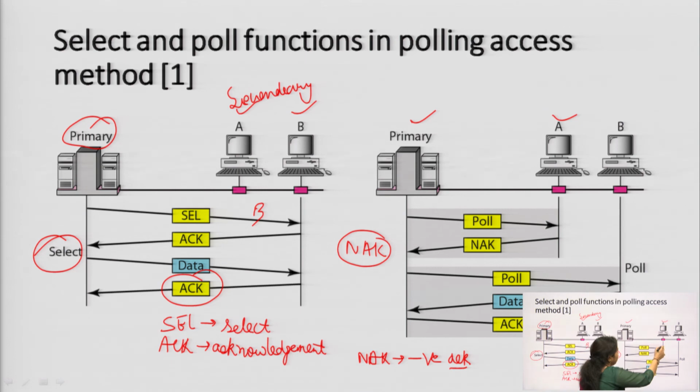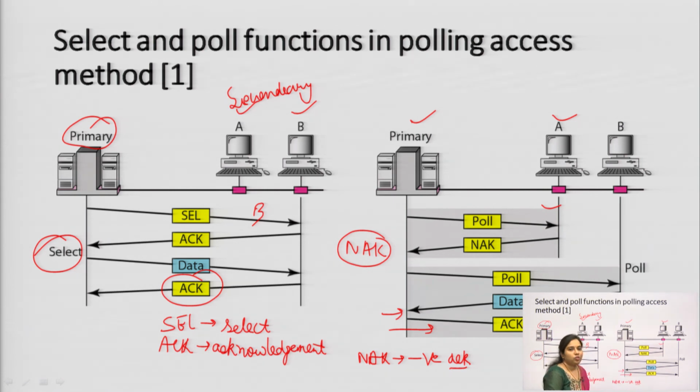It has sent a polling frame to this station A. Then it has sent a negative acknowledgement, saying that yes, I am not free for receiving any bit or whatever the case. Then it has sent a poll frame to this second station, denoted by station B. Then it will receive the data, and an acknowledgement will be sent that yes, I have received that particular data.